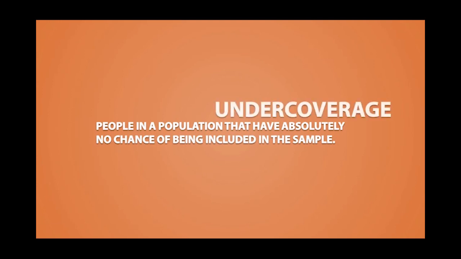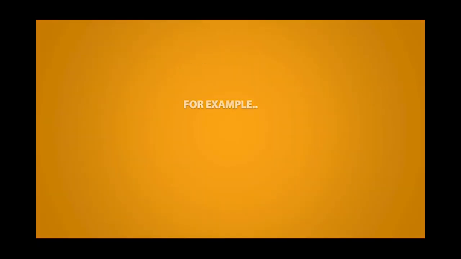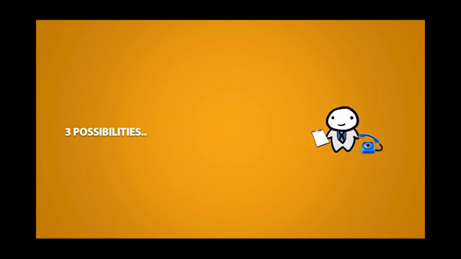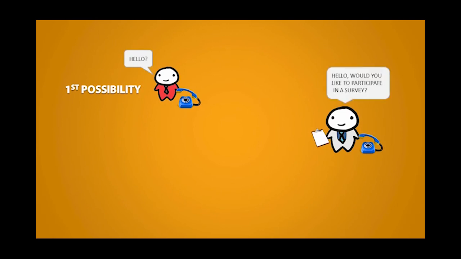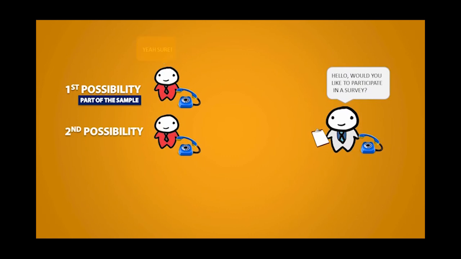This is called undercoverage. For example, if a researcher wants to gather a sample by calling random phone numbers, there are 3 possibilities. The first possibility is that the other person picks up the phone and allows him or herself to be interviewed and be part of the sample. The second possibility is that the other person just hangs up the phone. This would be non-response because they are choosing not to answer.